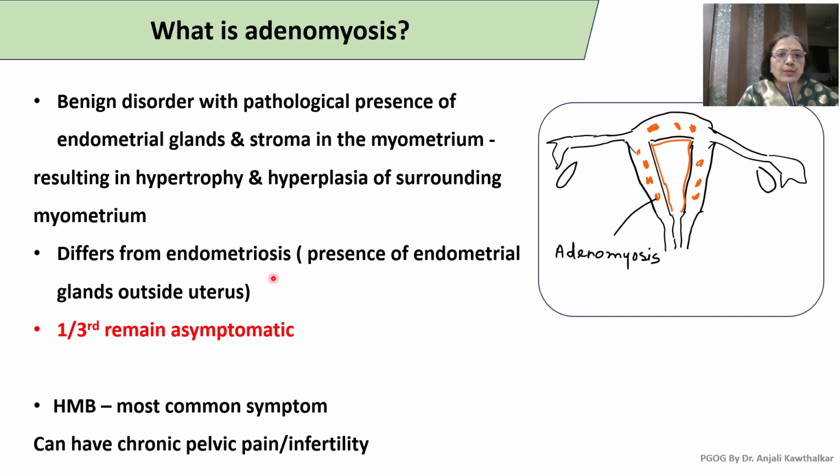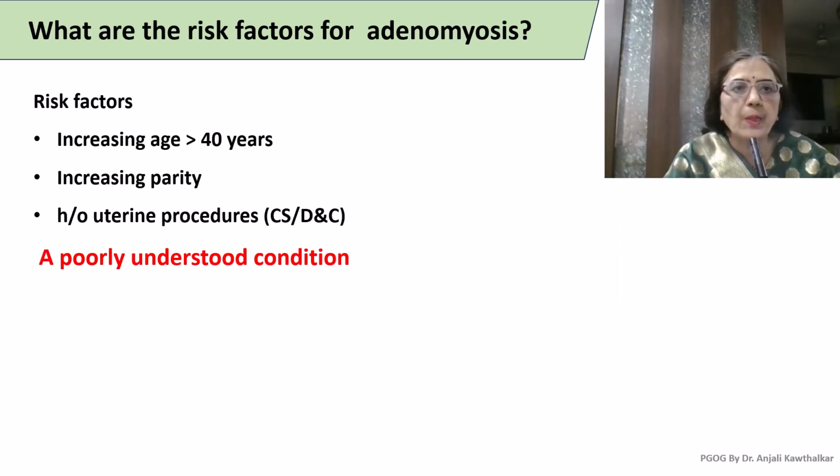It differs from endometriosis. Endometriosis is presence of endometrial glands outside the uterus. One-third cases of adenomyosis remain asymptomatic. Heavy menstrual bleeding is the most common presentation, but patients can have chronic pelvic pain or infertility also, along with adenomyosis or because of adenomyosis.